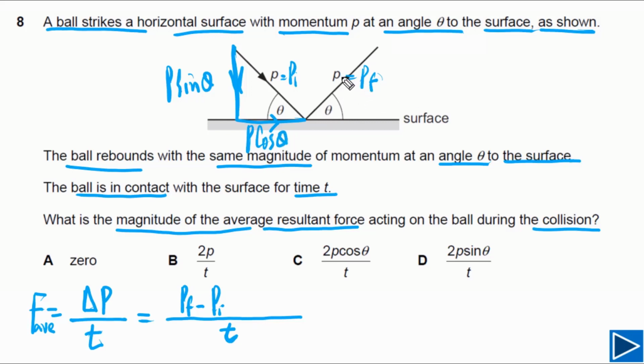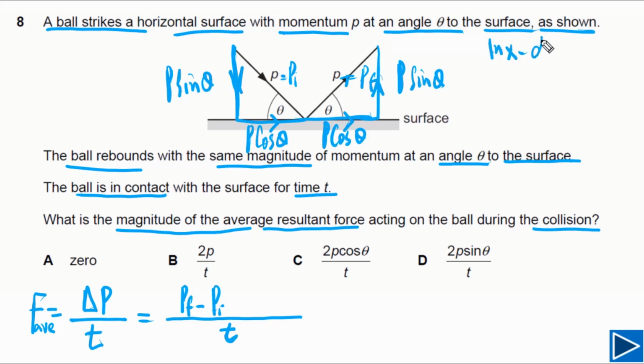The same we need to repeat for this final momentum. So we can also resolve this one into its components. So this is the horizontal component and this is the vertical component. Horizontal component, again this is equal to p cosine theta, and vertical component, this is equal to p sine theta. We will check the change in momentum in x direction, and also the change in momentum in y direction.